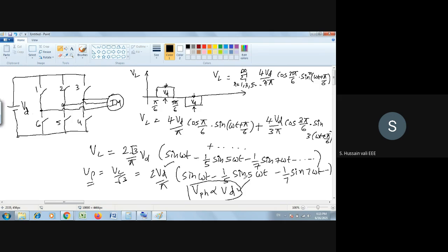Okay, now how do you vary this? How do you vary this? See here, logic, we have understood this thing, right? What is the logic here?